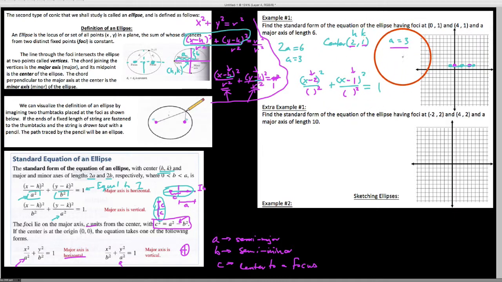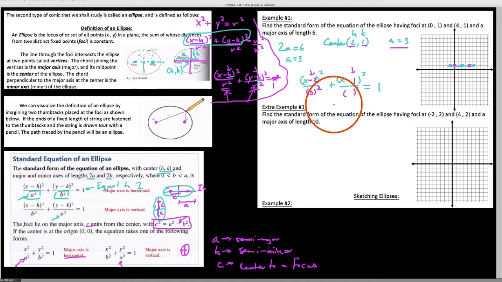Our a value here is 3. So now I know that our major axis runs left-right. So that 3 right there is going to go underneath the x value, because whatever's underneath the x value tells us how far left and right we go from the center, which is 2, 1, in a horizontal sense. So now we got to say, well, what is our b value here?